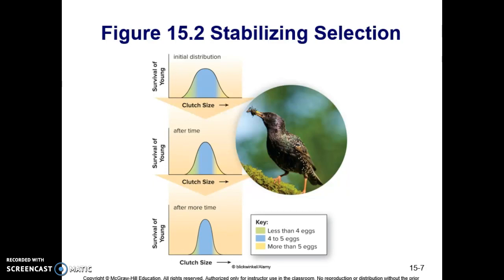Sure, there's still some nests that have less than 4, and there's still some nests that have more than 5, but the extremes are very, very rare, okay? Versus when we think about a normal bell-shaped curve, which means you could go out and find nests of 3 and 2. Obviously, they wouldn't be as common. Well, now they're almost rare.